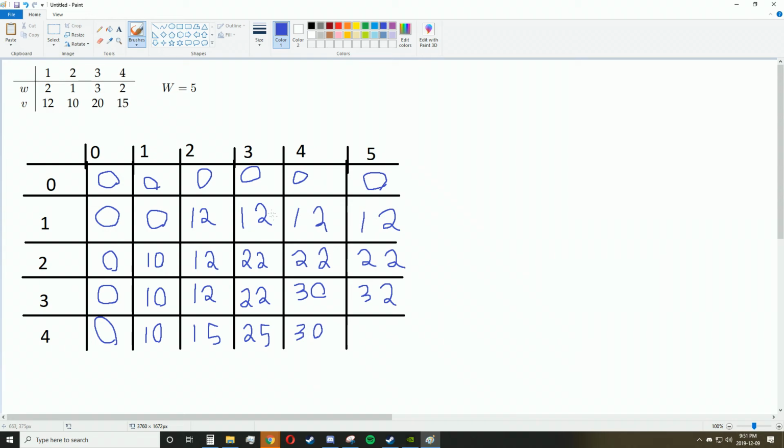Now for the last one, can 2 fit into 5? Yes, it can. So is 32 better, or is 1, 2 up here? 22 plus 15 is 37. 37 is better than 32, so we can pick 37. So this is our final answer down here for the best value. This is the best value that you can get. That's the value you can get with picking the best options.